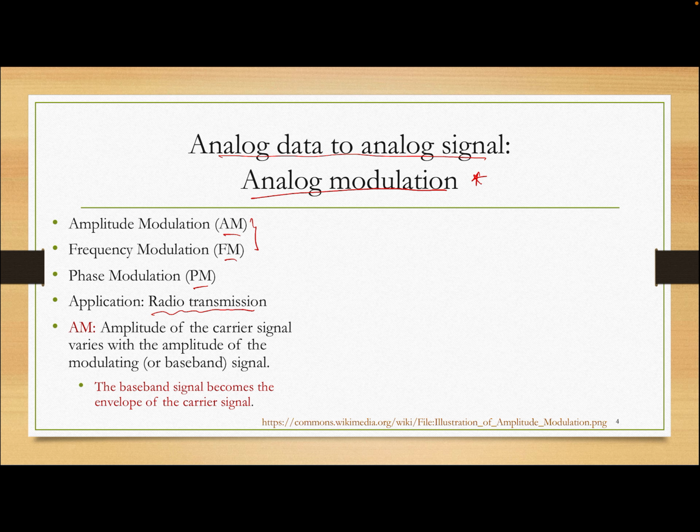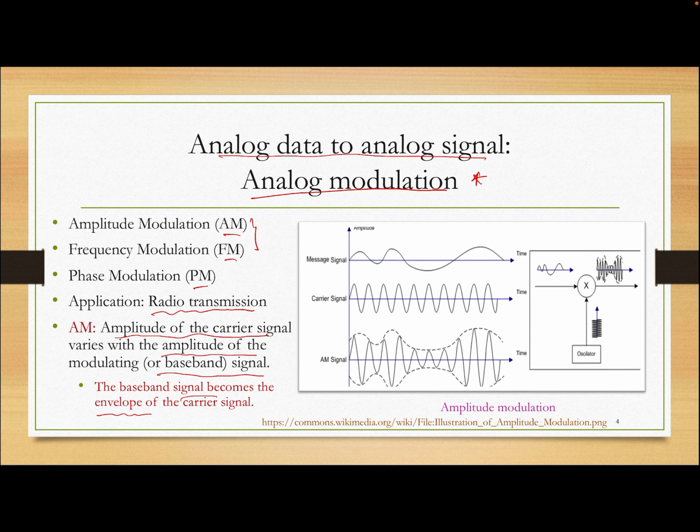In the AM or amplitude modulation, we will change the amplitude of the carrier to follow or to correspond to the amplitude of the baseband signal. The baseband signal will become the envelope of the carrier. Let me show you the figure of what this means.